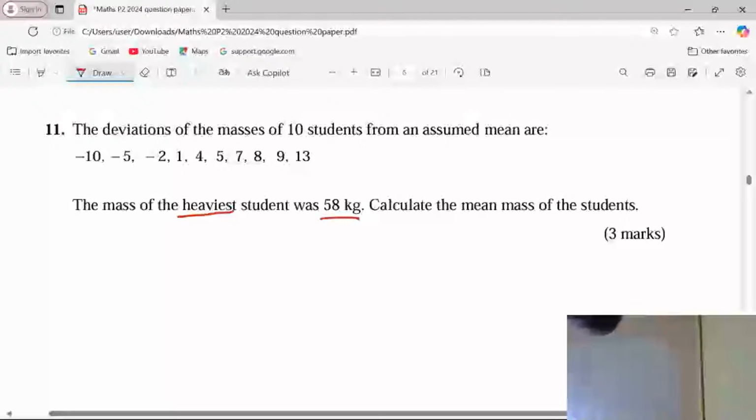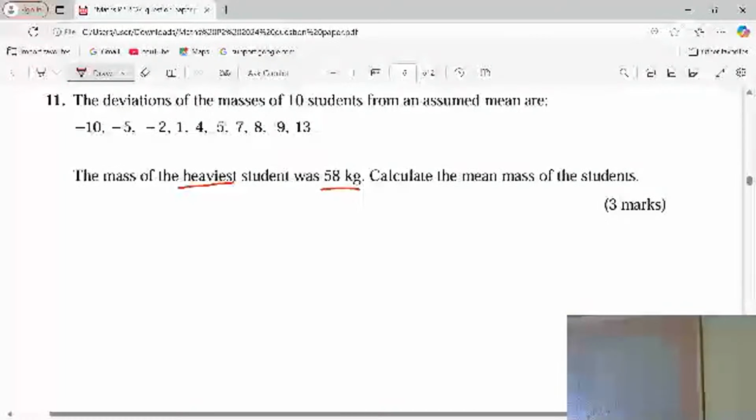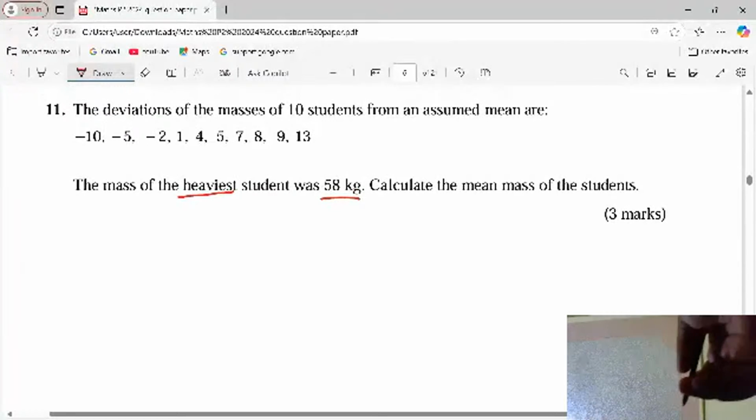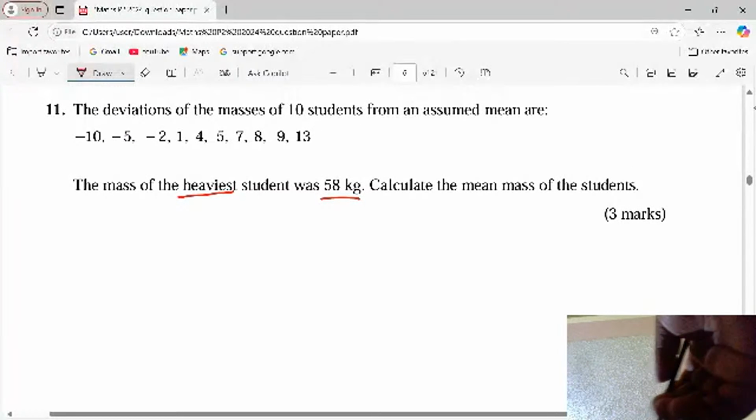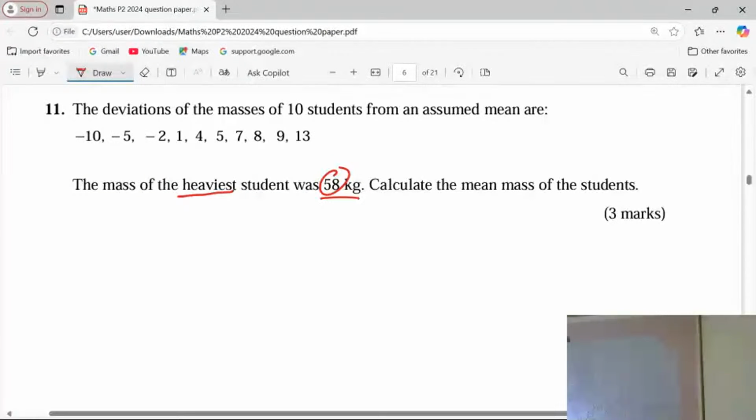Something that we're supposed to understand is that if we are given the heaviest student, then this heaviest student is the one going to give us the greatest positive deviation from the assumed mean, or even from the mean.